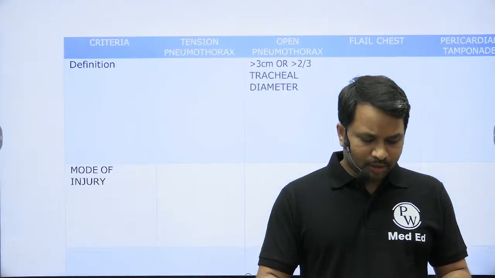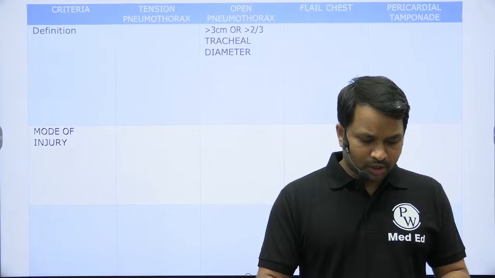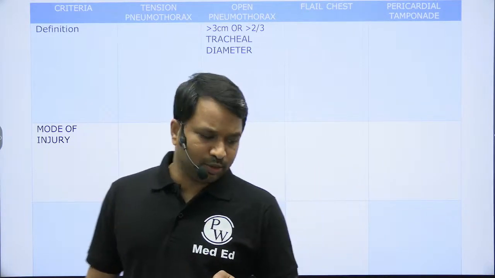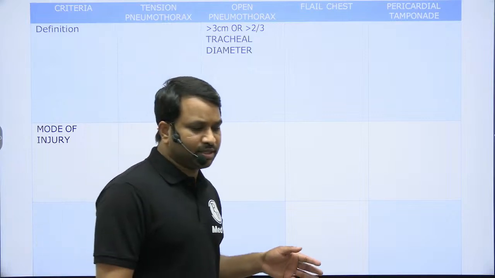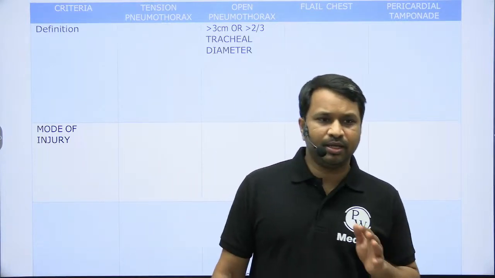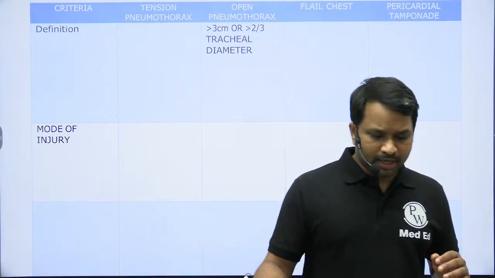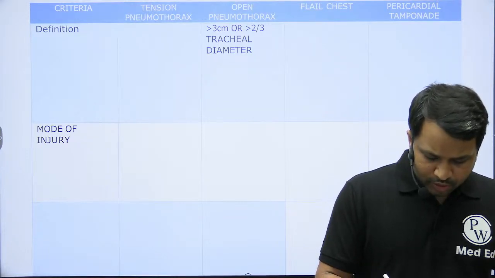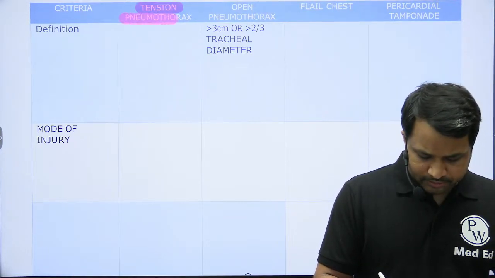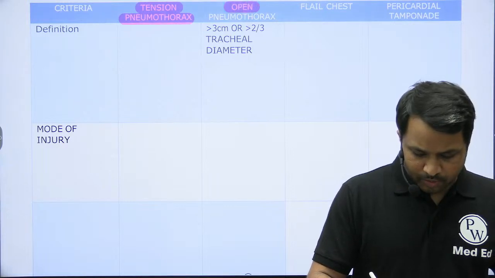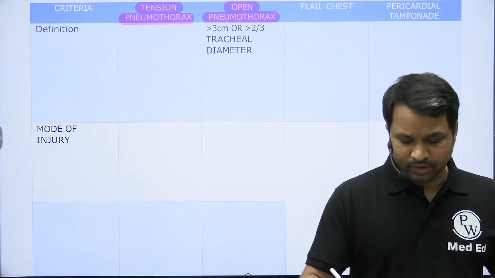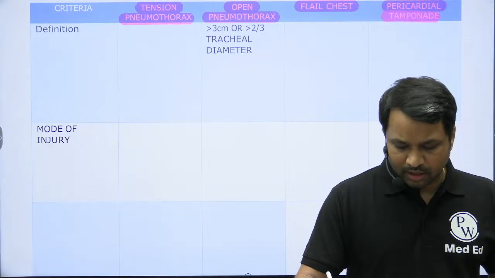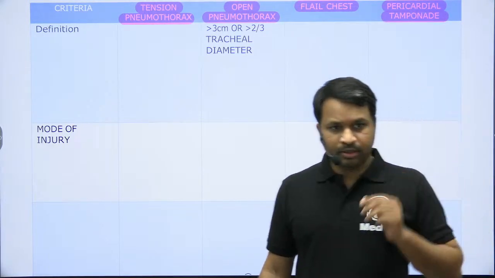In thoracic trauma, we'll be talking about 4 disorders for today. I'll be discussing what is a tension pneumothorax, what is an open pneumothorax, what is a flail chest, and what is a pericardial tamponade. So our objective is to conclude tension pneumothorax, talk about the open pneumothorax, the flail chest, and the pericardial tamponade.